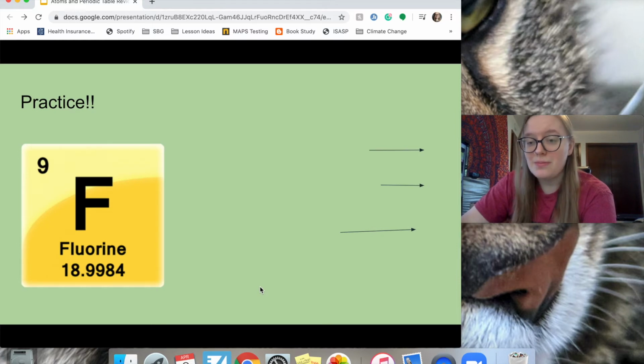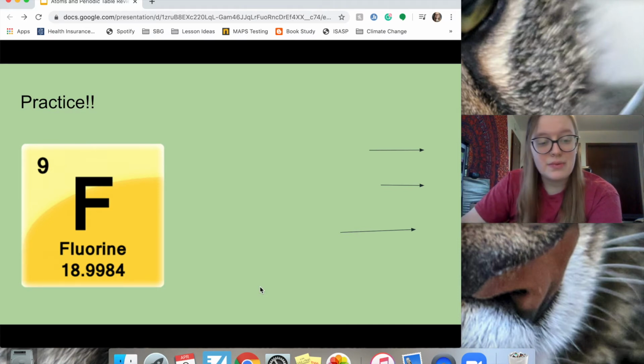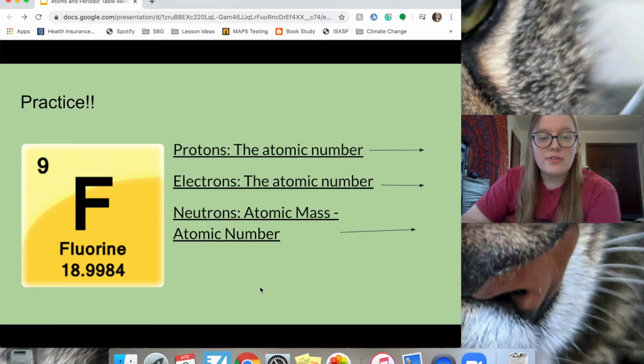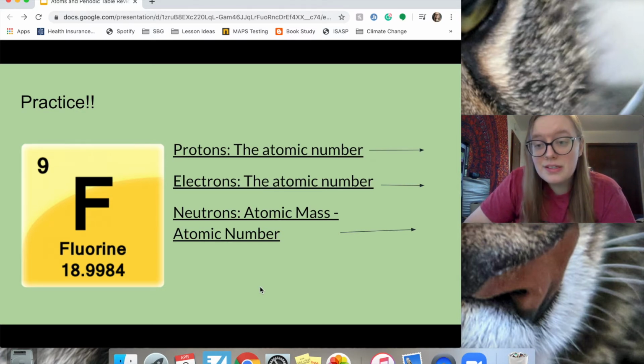So just a little bit of practice. Maybe do this on a separate sheet of paper if you have it in front of you, or just do some mental math. It's pretty easy. So for fluorine, for our protons, electrons, and neutrons, if you want to pause the video to take a little bit of time to figure out each of these, go ahead.